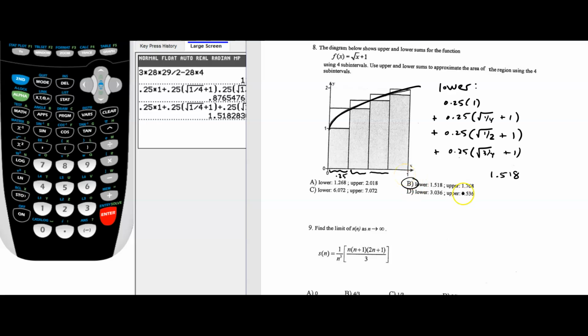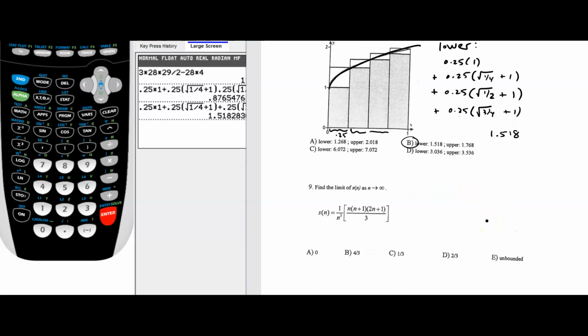I think it's great practice if you were to just do base times height 4 times with your other rectangles. And you can see that when you go to the upper bound, a few of your rectangles are going to be the exact same. You're going to have this rectangle again, and this rectangle again. So you would probably want to subtract this one off and then add that new big one in. That would be the quick way of arriving at your upper bound, or just do base times height 4 times. And you should be able to get 1.768.